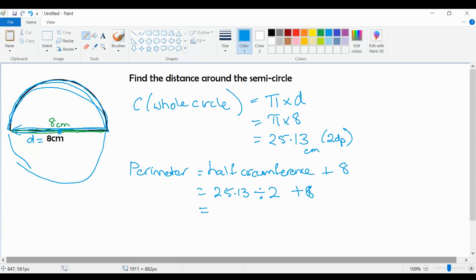If I take 25.13 and I divide it by 2, I get 12.565. I'm going to add that to 8, and that gives me 20.565, which I should really round, in this case, to 2 decimal places. So that would be centimeters to 2 decimal places.